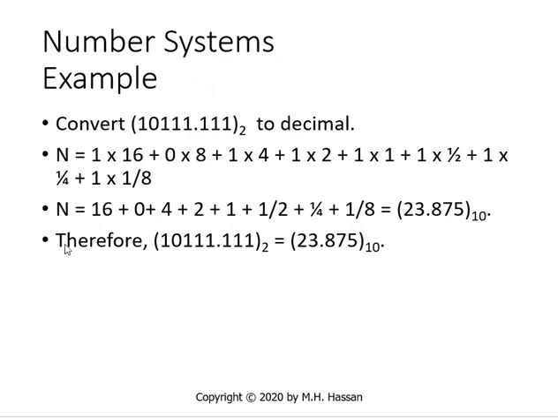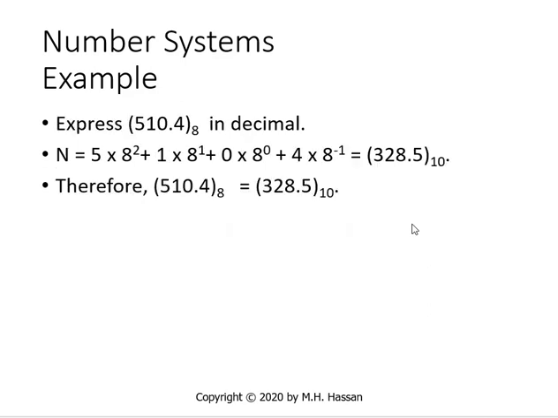Therefore the polynomial will be 1 times 16 plus 0 times 8 plus 1 times 4 plus 1 times 2 plus 1 times 1. Then for the fraction, 1 times 1/2 plus 1 times 1/4 plus 1 times 1/8. And if you apply decimal arithmetic, you will end up with 23.875 in decimal. So therefore, we say the binary number 10111.111 is equal to 23.875 decimal.